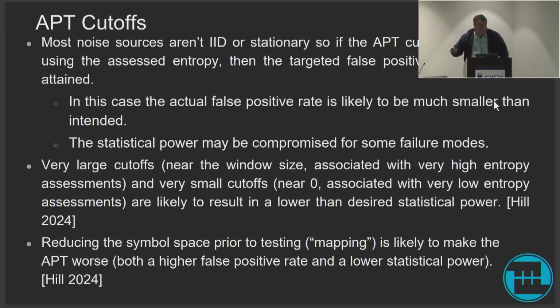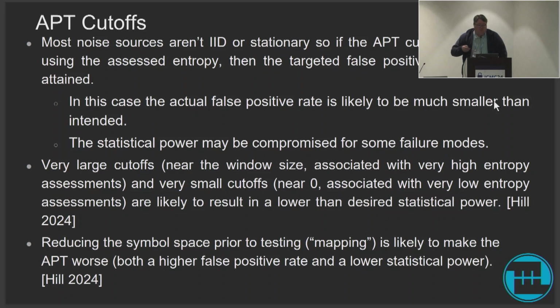Okay, so as I mentioned, most noise sources aren't IID or stationary, so if the APT cutoff is set under that particular assumption, then the targeted false positive rate generally isn't attained. In fact, it's oftentimes dramatically different. Generally, in fact almost always, the actual false positive rate is dramatically smaller than the targeted false positive rate.